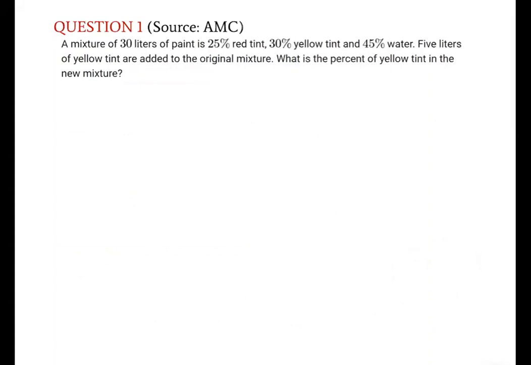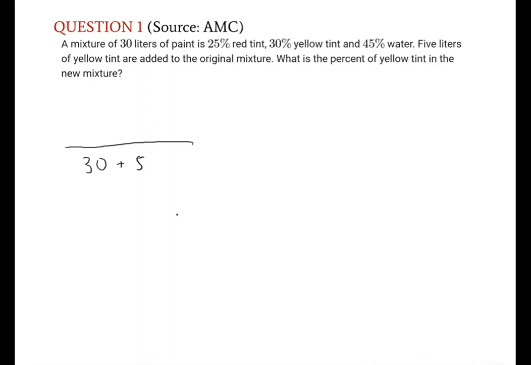Question 1, you want to find out the percentage of yellow tint in the new mixture. So we're going to use a fraction for this problem. The denominator will represent the total amount of mixture, and in this case, we have 30 liters plus an additional 5. And then for our numerator, that will just be how much yellow tint there is.